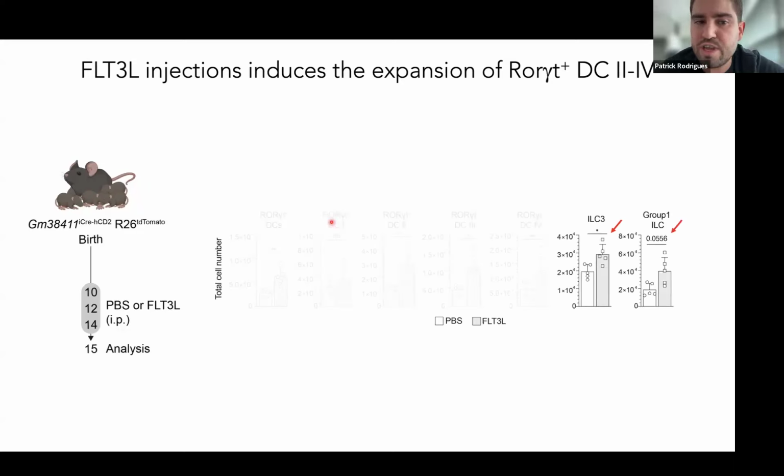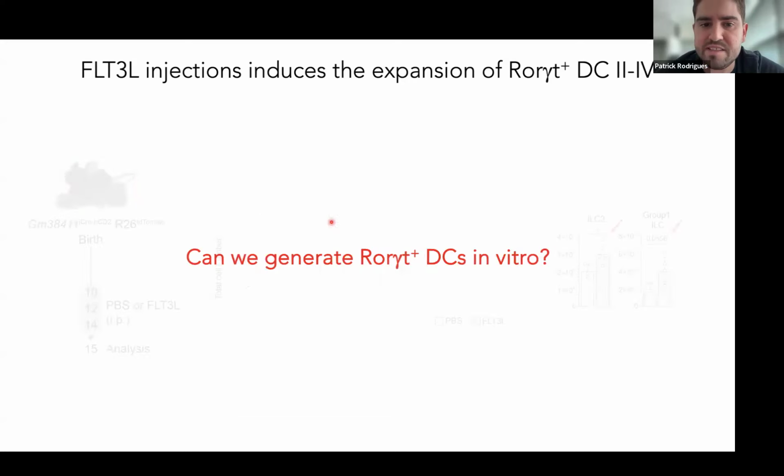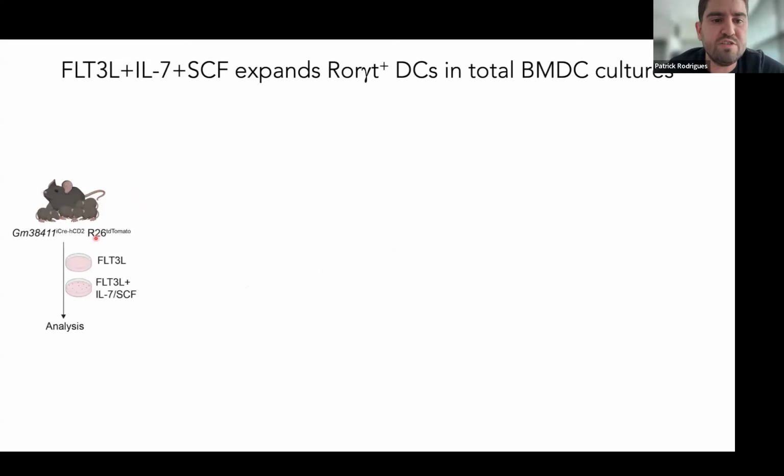As a positive control, we also had a look at the ILC3 compartment as well as the group 1 ILCs, and you can see that they all also increased upon injection of FLT3 ligand. Knowing now that FLT3 ligand can expand these cells, we were wondering whether we can generate the Rorγt DCs also in vitro. The first thing I did was to test whether total bone marrow cells, when cultured under FLT3 ligand or under lymphocyte priming conditions such as FLT3 ligand, IL-7 and stem cell factor, would induce the generation of Rorγt DCs.